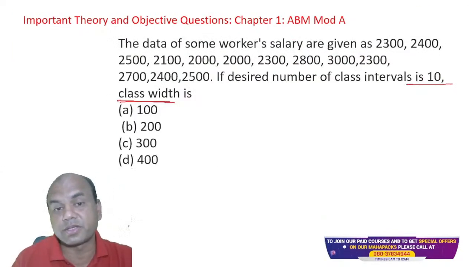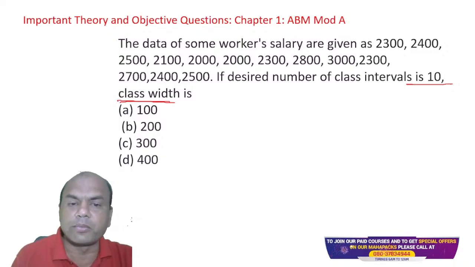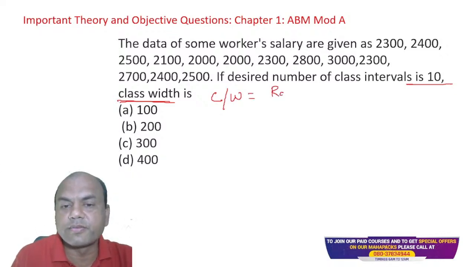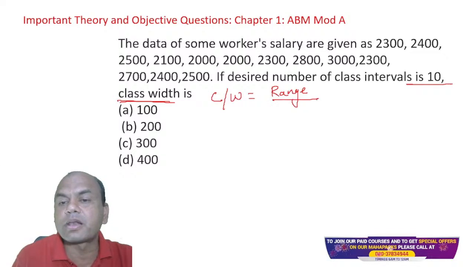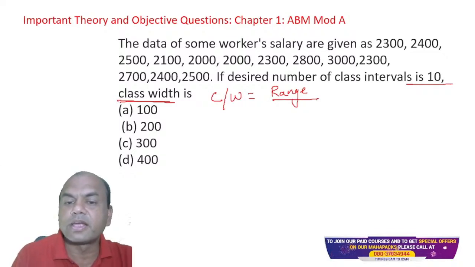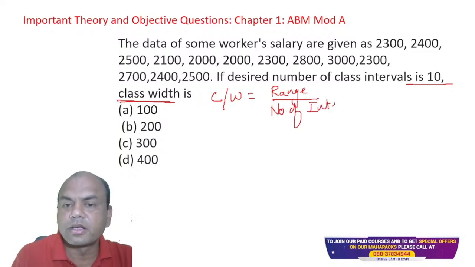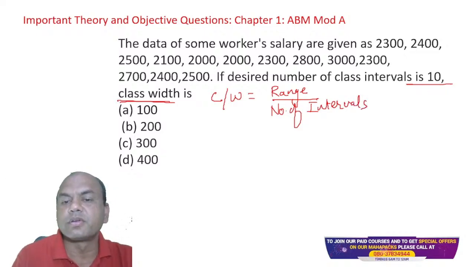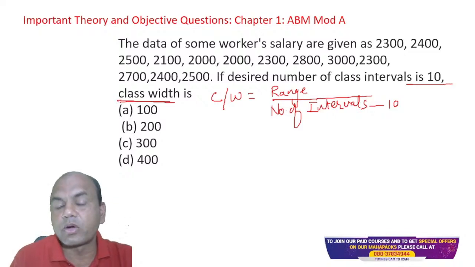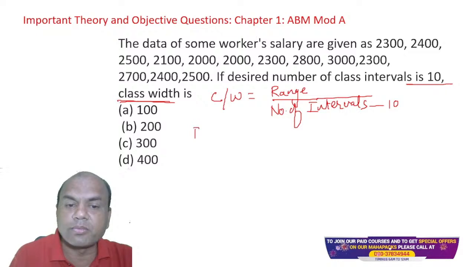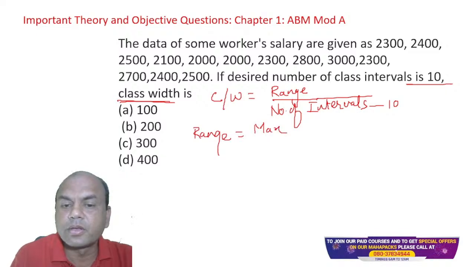How to find out the class width? Remember the formula for class width: I'll write CW. Class width equals range upon number of intervals. Number of intervals is what? This you know already, 10. But what is the range? Always remember, range equals maximum number minus minimum number. Maximum minus minimum.